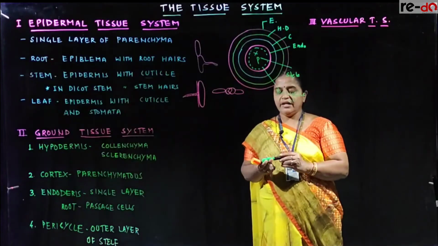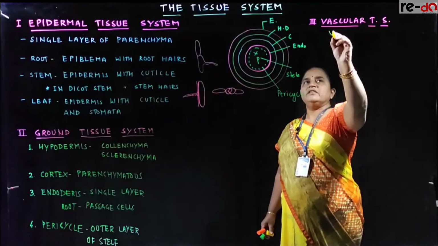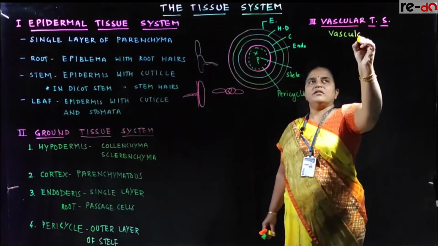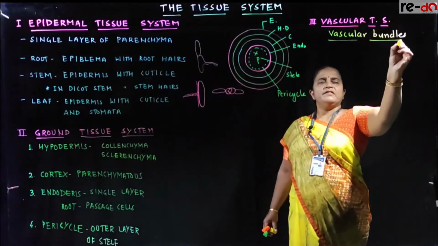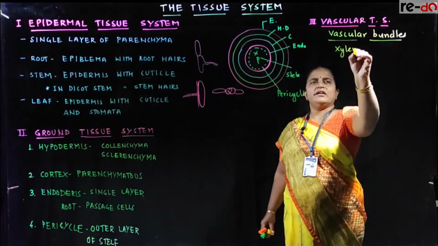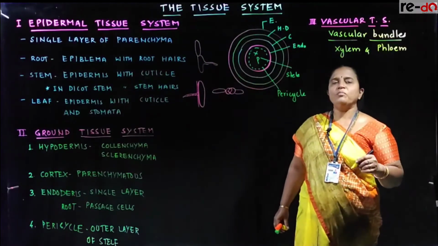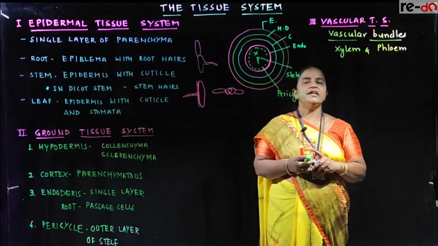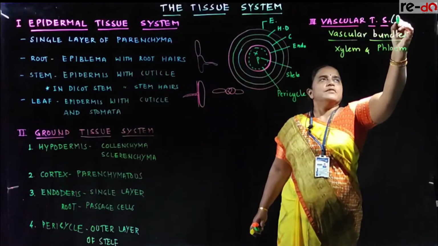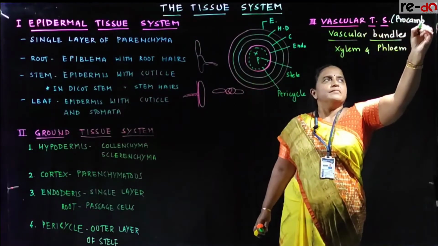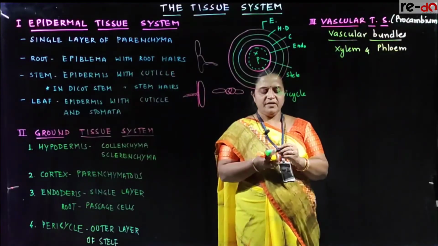Coming to the third category, that is vascular tissue system. It is represented by vascular bundles. It comprises water conducting xylem and food conducting phloem. So complex permanent tissues representing vascular tissue system, and it is a derivative of procambium. Procambium is a meristem which will differentiate into vascular tissue system.